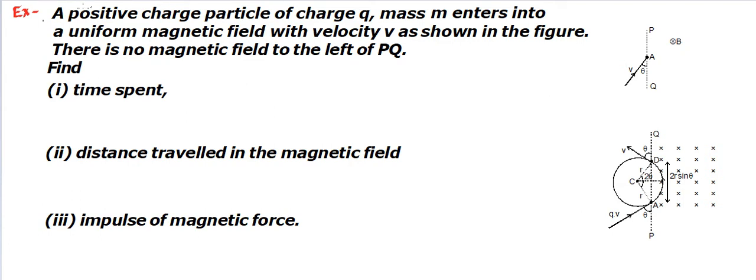And regarding that concept, there is an example we are starting with. There is a positive charge, Q, and its mass is given to us. It enters a uniform magnetic field, and it moves with the velocity v as shown in the figure.